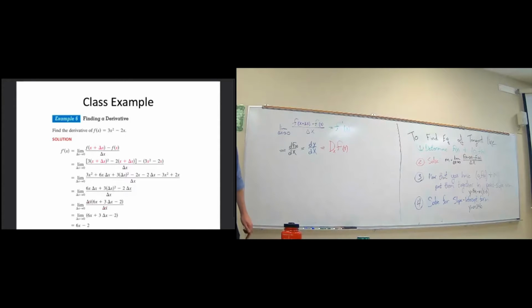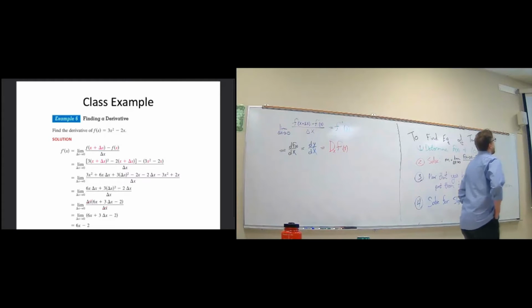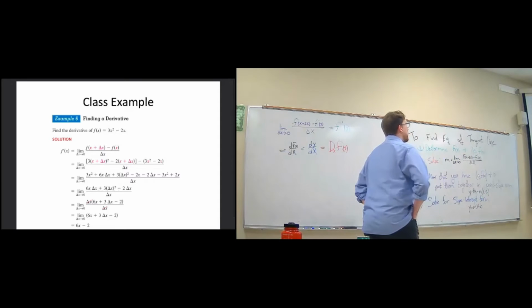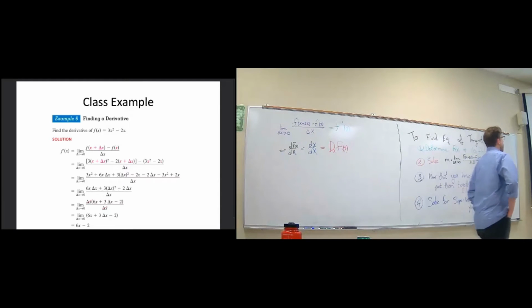So, as an example of using the derivative, let's say we want to find the derivative of 3x squared minus 2x. We start off by writing it out in limit notation, right? Using the limit definition. Say, all right, cool, we're going to pass x plus delta x through our function and subtract that from our function at x.